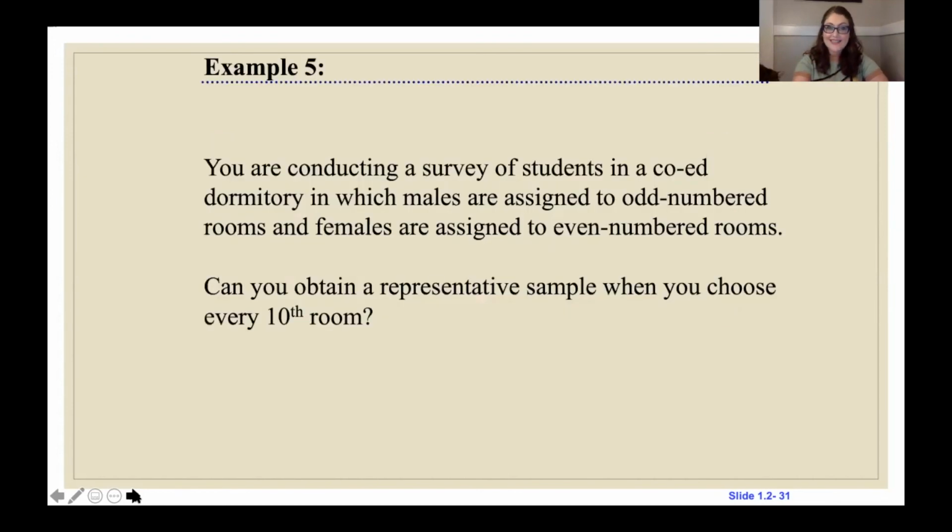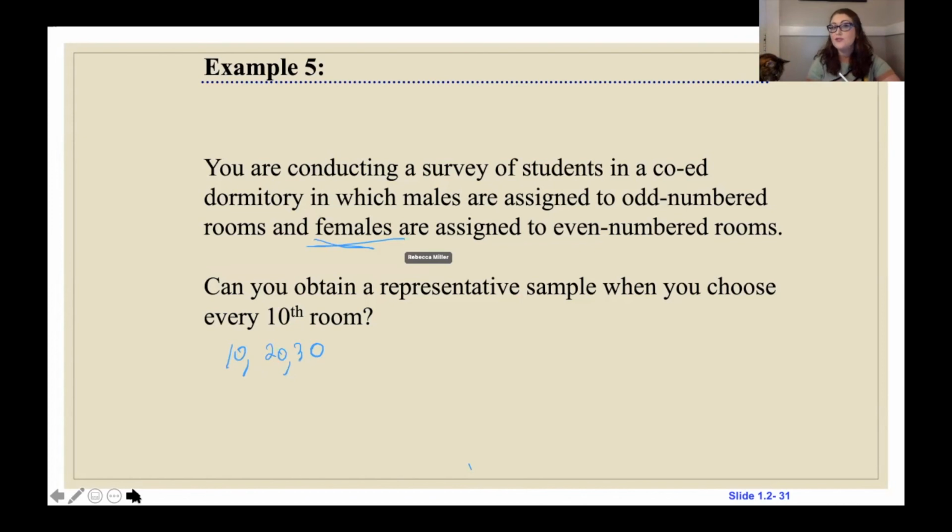Let's say we're conducting a survey of students in a co-ed dorm. The males are assigned to odd number rooms and females are assigned to even number rooms. Can we obtain a representative sample if I chose every 10th room? Well, no, right? Because if I chose the 10th room and then the 20th room and then the 30th room, all of those would be even numbered rooms, which would have just women in them.